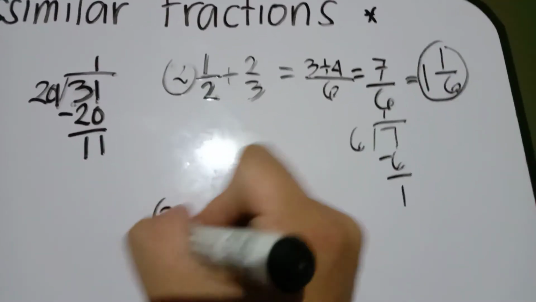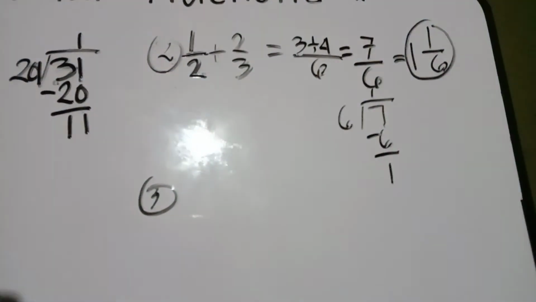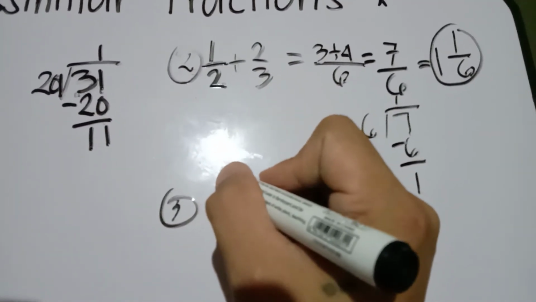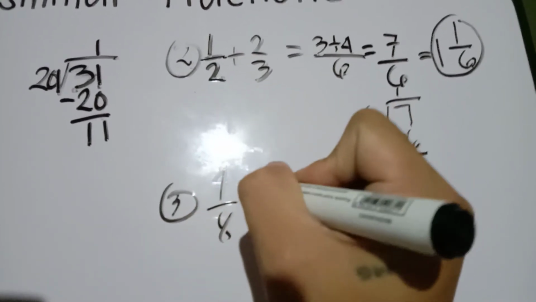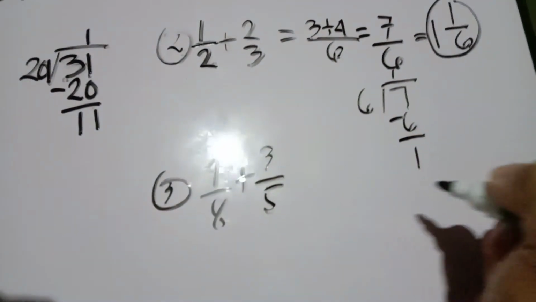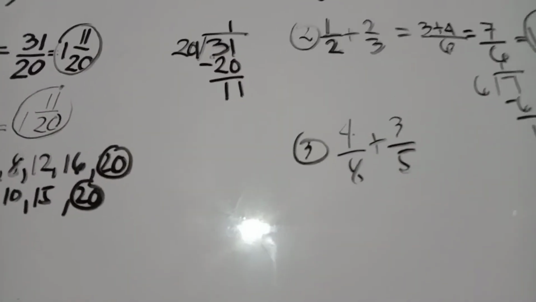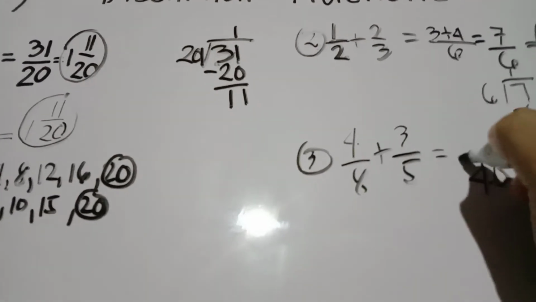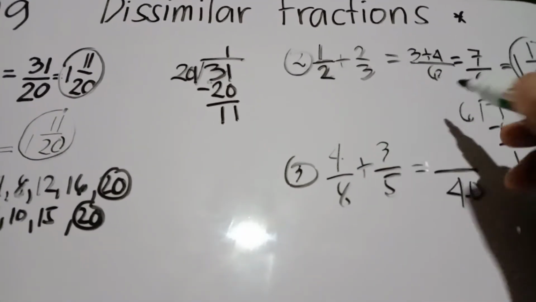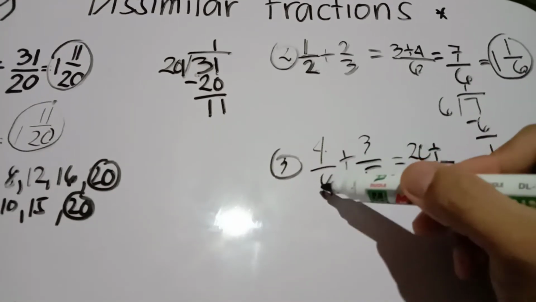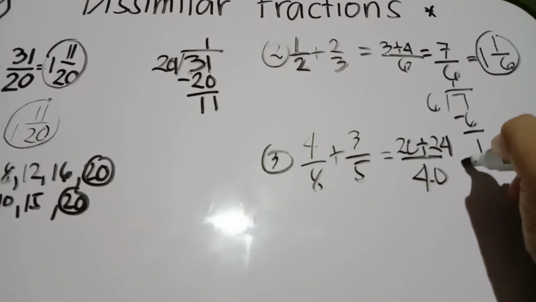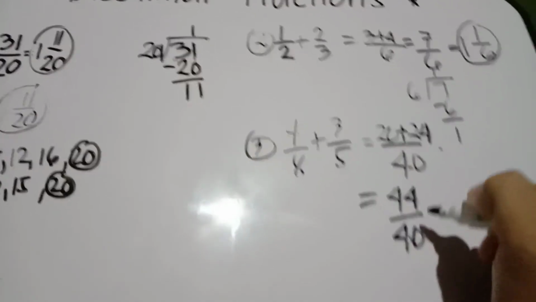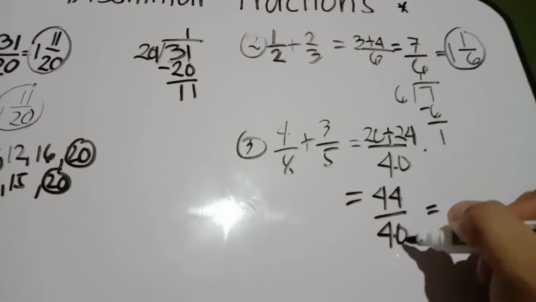Okay, another one. Let's try number 3. Okay, let's try 4/8 plus 3/5. Okay, 4/8 plus 3/5. Okay, let's try to add. So multiply the denominators. 8 times 5, that is equal to 40. Okay, then cross multiply 4 and 5, that is equal to 20. Then multiply 8 and 3, that is equal to 24. Okay, then add. So 20 plus 24, that is equal to 44. Then copy the denominator. Okay, again, our answer is 44/40, and it is an improper fraction.